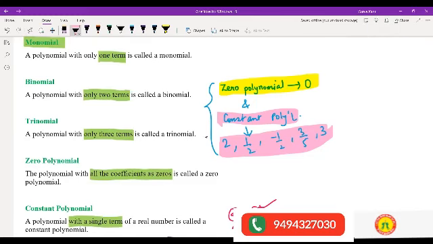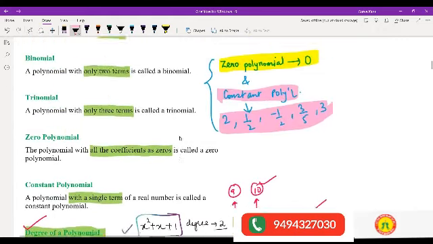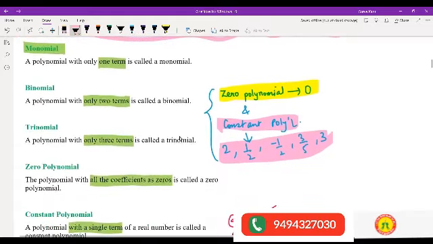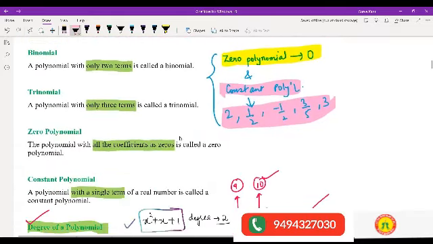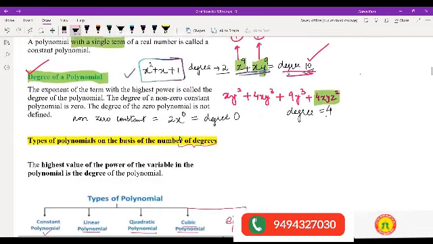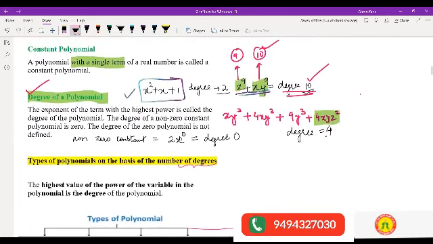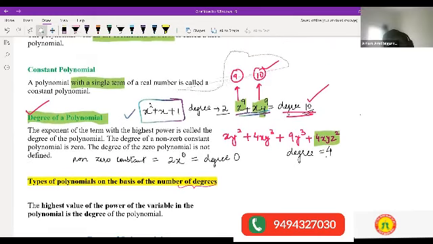Next question here is degree of the polynomial. What is degree of the polynomial? So, does anyone know what is degree of the polynomial? Amit, you might be knowing, right? Yes, sir. It's basically the exponent.